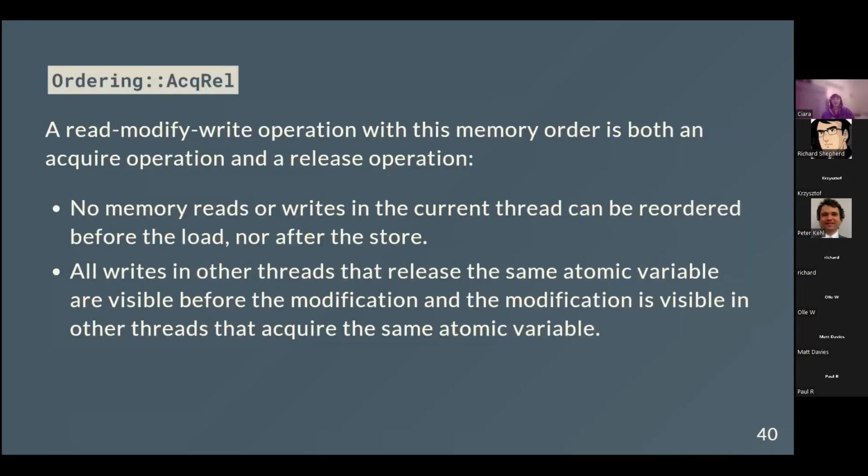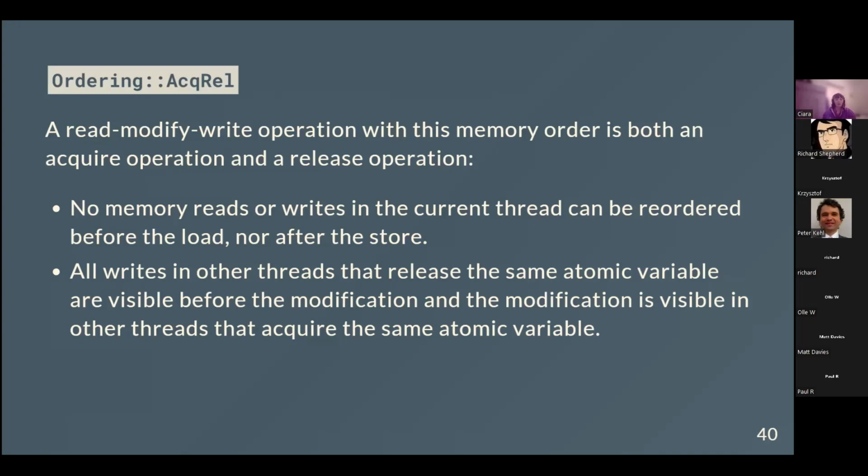Similarly, there's acquire release. So this is a read, modify, write operation. We'll do both the acquire operation and the release operation. So this is just a combination of the two. And this is something that you might want to do if you were doing a compare and exchange, where I needed to have my check be able to pick up all of the changes in the right order, but then I need to store it back, and I need to make sure that other threads pick up those changes.